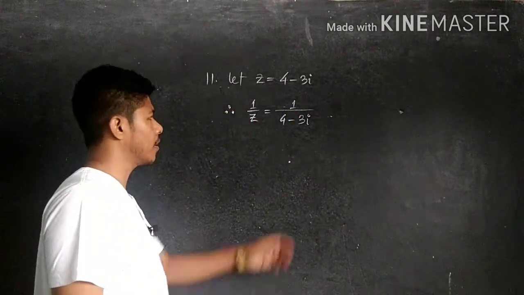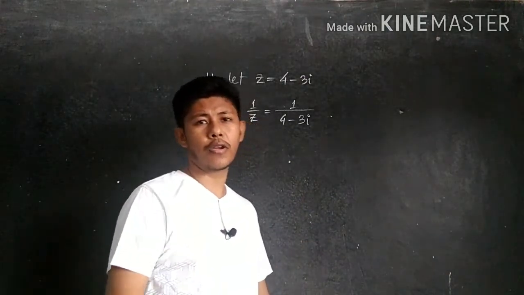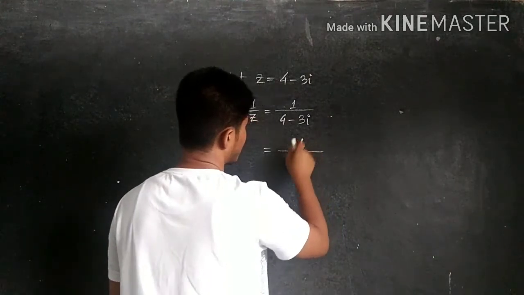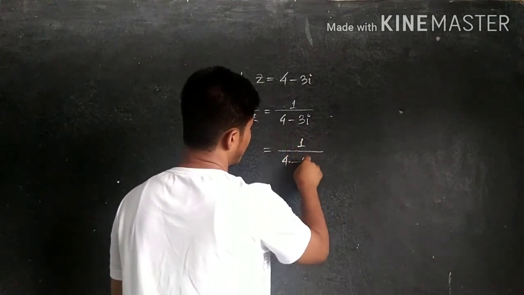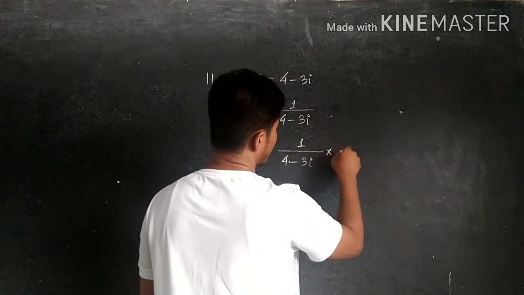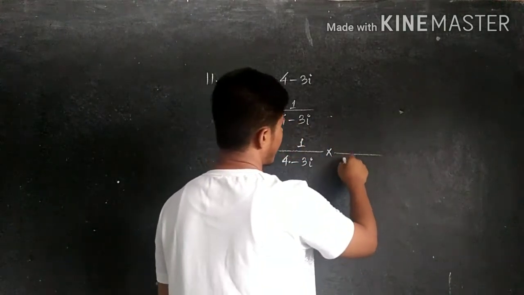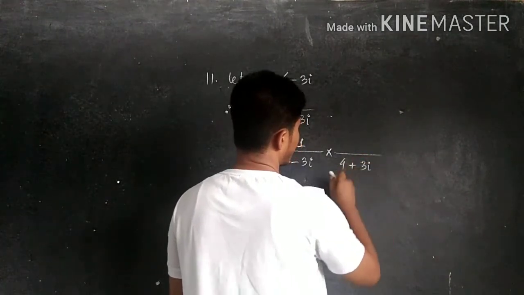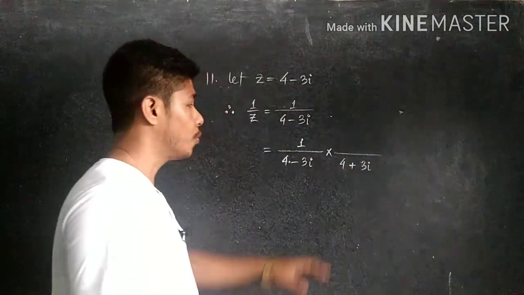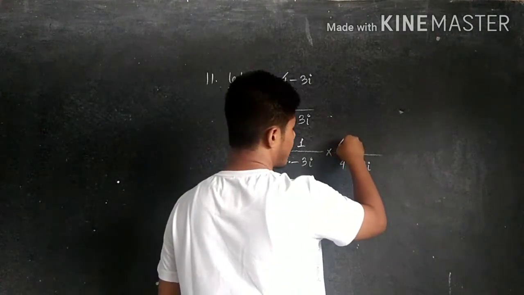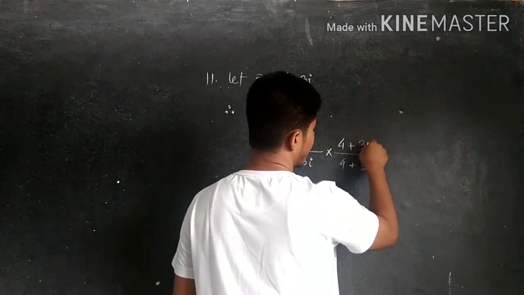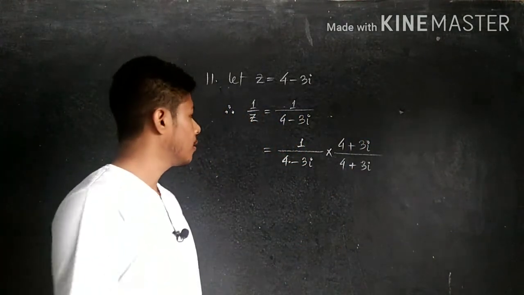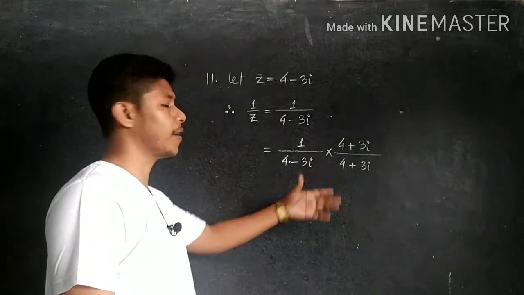Now you see here i is in the denominator, so we have to eliminate this i. What you have to do is multiply by the conjugate. So we write 4 minus 3i, and multiply by its conjugate, that means 4 plus 3i. But 4 plus 3i is not there in the numerator, so to balance this we multiply the numerator also by 4 plus 3i. So these two cancel, and it remains the same. Is it clear?